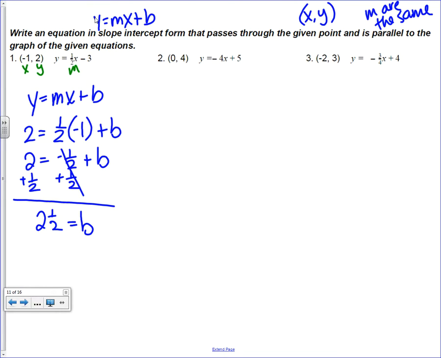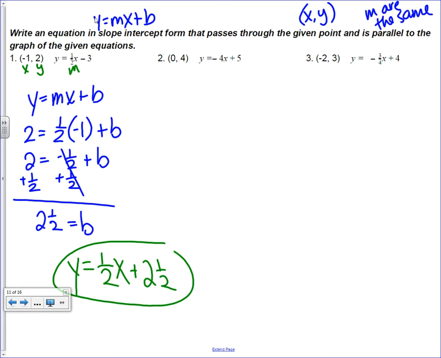All you have to do now is write your final equation. So y equals, folks, what was my m? 1/2 x. And what is my b? So that line that I just wrote is parallel to this line up here, and it goes through that point. Does everybody see what we just did there? Okay. Now we're going to do that about 3 more times. Okay. All right, number 2.